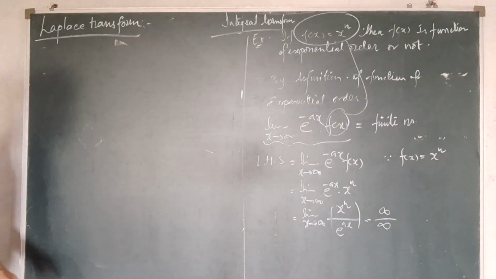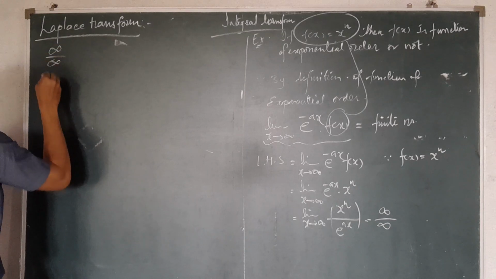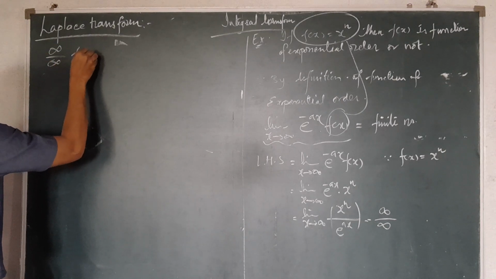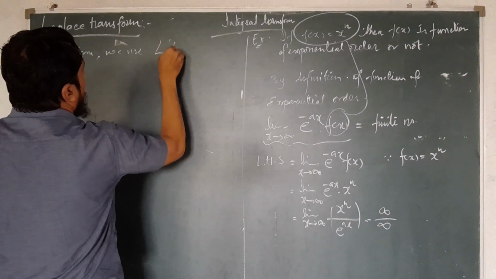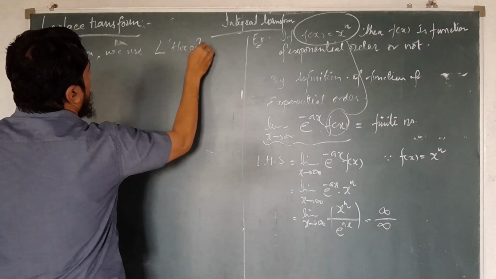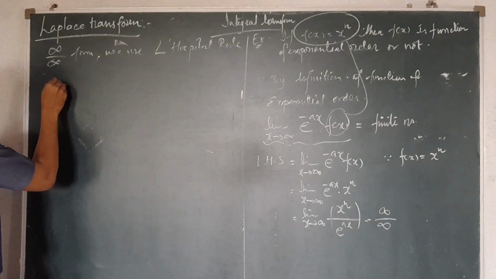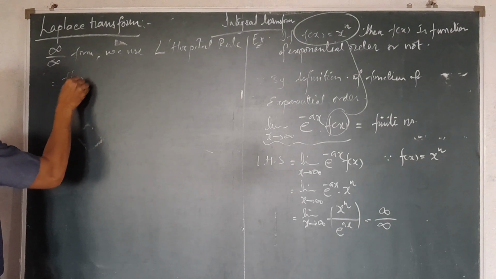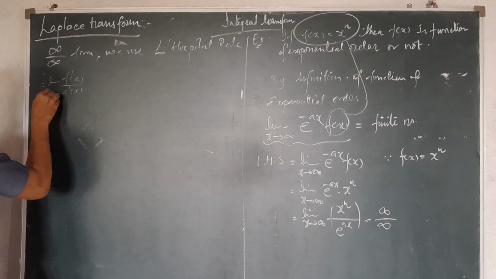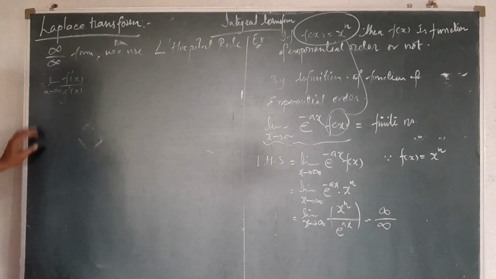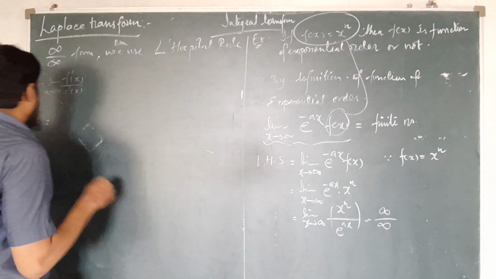We know that whenever we come across the infinity upon infinity form, we use L'Hopital rule, in which we find the derivative of both numerator and denominator. Correct? So we will take the differentiation of numerator and denominator separately.